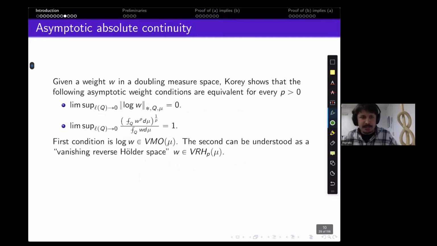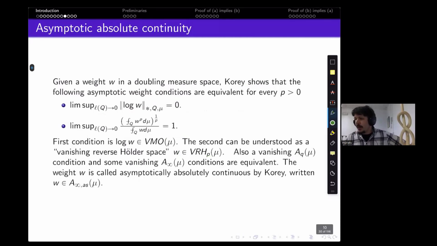On your right. Okay. This is what we have said. Vanishing reverse Hölder with exponent p, for every p, is equivalent. So in particular, for 1 < p, you have all possible values of p with different modulus of continuity, of course. But all of them are equivalent to the logarithm in VMO. Good. And there are also other conditions equivalent, but we don't care about this.